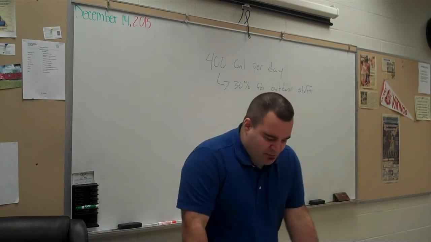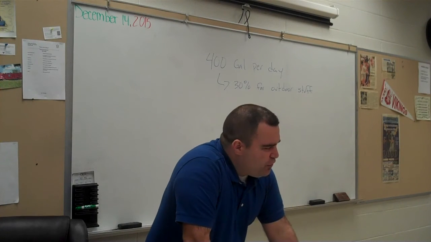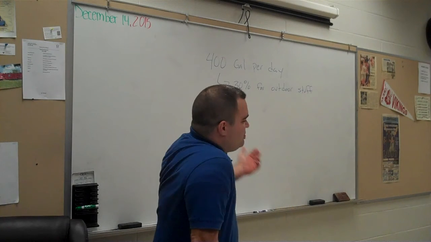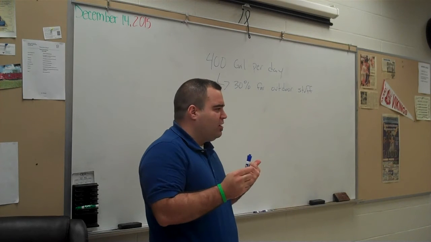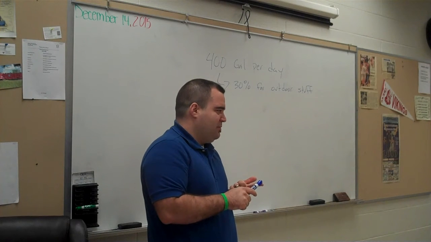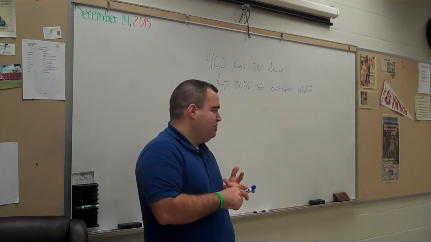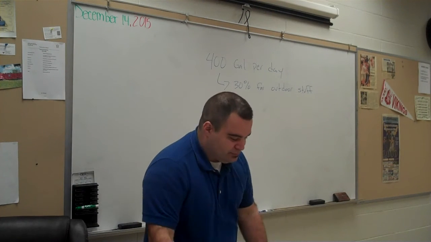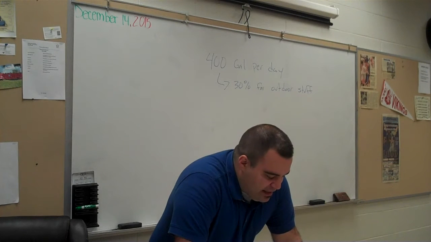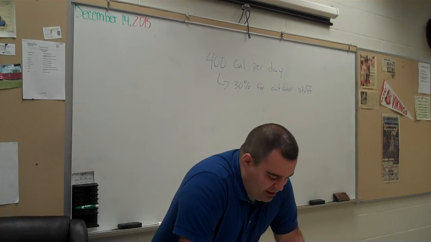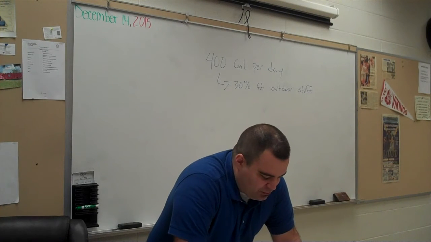All right, so a typical family of 4 uses 400 gallons of water. 30% of it is used for outdoor activities, like watering a garden, a slip and slide, a pool. How many gallons of water does a typical family of 4 use each day for outdoor activities?